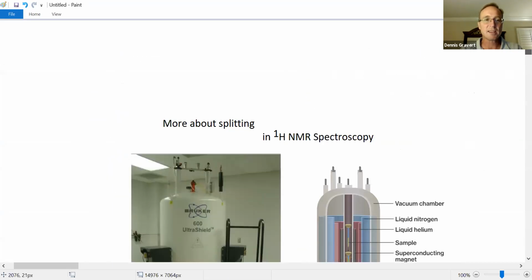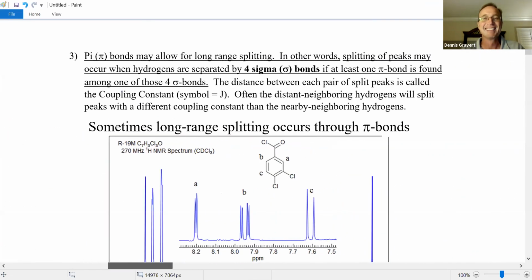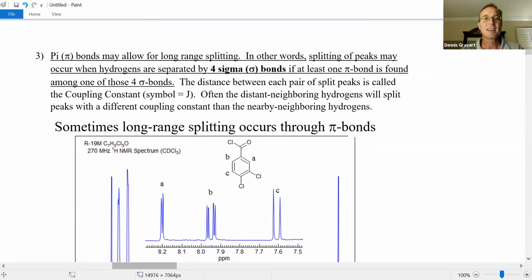Okay, two more things to be aware of, not worry about. This one's interesting. I do not intend to put this on your exams. However, if you go into the lab and collect your own NMR data, this could show up. So let's take a look.